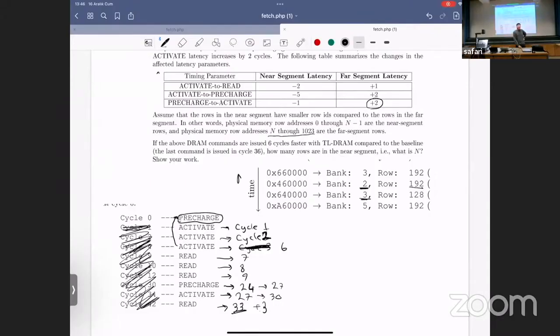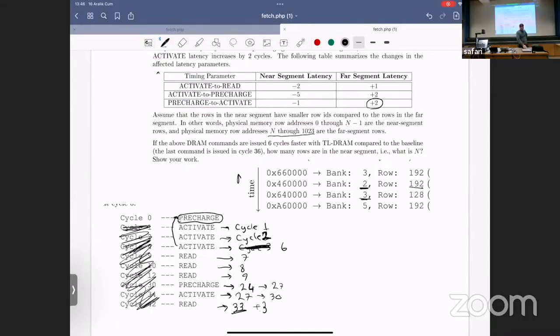Any questions on this? So basically, I tried to minimize the latency by putting everything in the near segment first. And then because I ended up with a smaller latency than what the question asked for, I put only 1 row in the far segment. And when we did that, we got the correct latency value of 36 cycles.